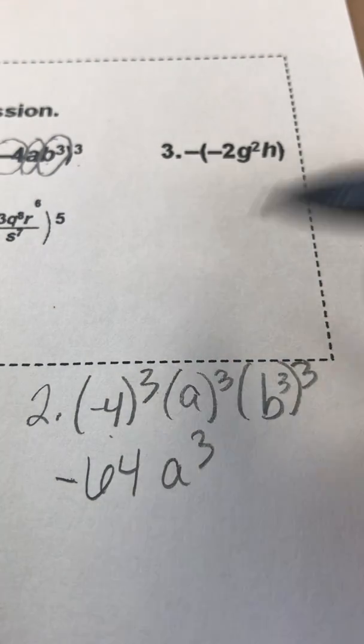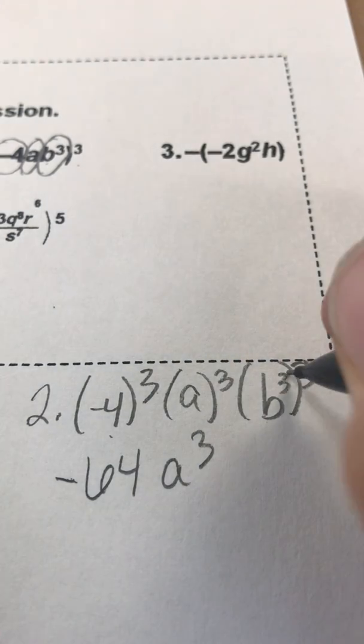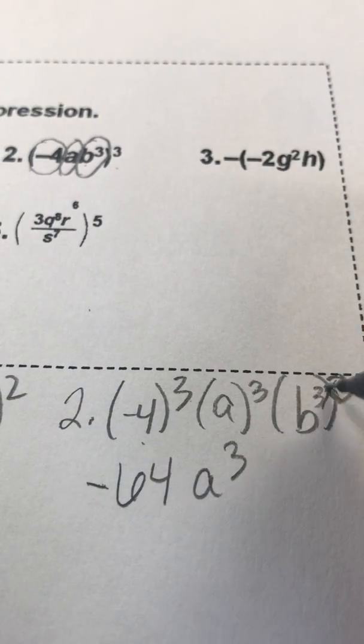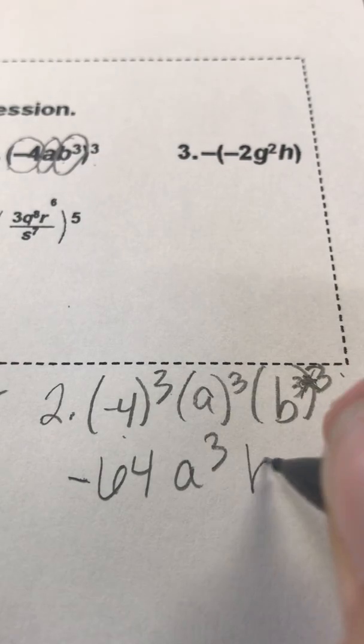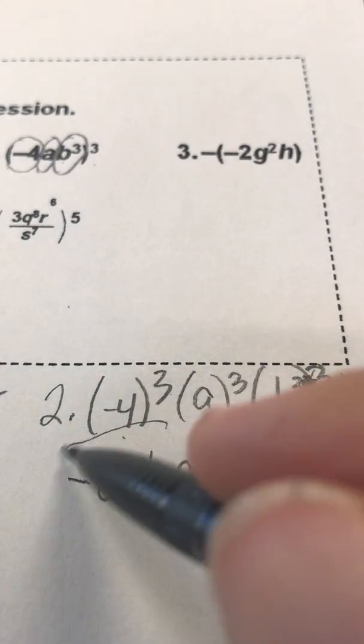A to the third is simply a to the third. Then we have b to the third, power to a power. You've got to multiply those exponents. Make sure you're showing that work. So 3 times 3 is going to give us b to the 9th. And there you go.